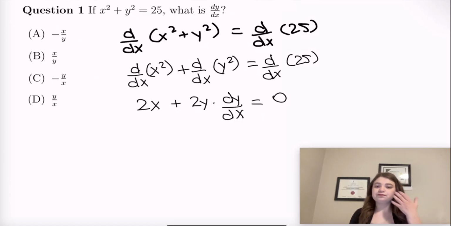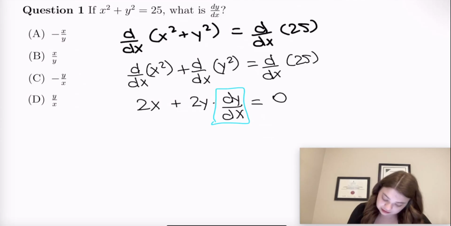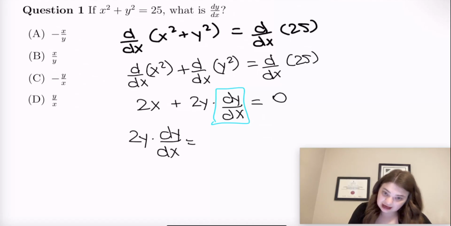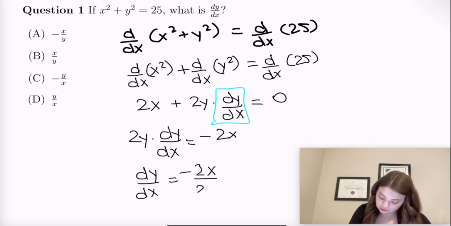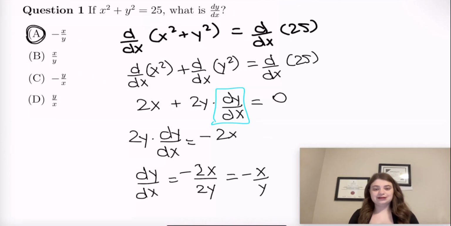All right, and now I'm going to rearrange this in order to solve for dy over dx, because that's our entire goal here. So we're going to end up with 2y times dy over dx is equal to negative 2x. Then if I divide both sides by 2y, I get that dy over dx is equal to negative 2x over 2y. The 2's can cancel, and we'll get negative x over y, which is a. So that would be the first response there.